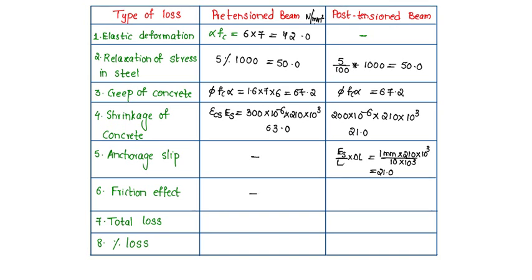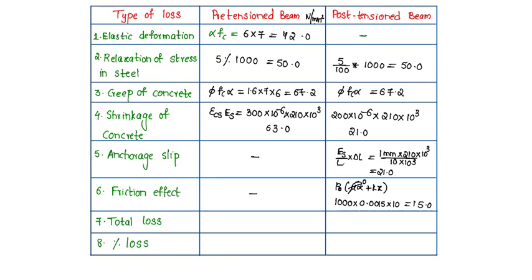Due to friction, there is no loss in pre-tension beam, whereas in post-tensioning, it will be equal to P naught, that is initial stress, into mu alpha plus Kx. Mu is given as 0, so this term will become 0. Then initial stress is 1000 into K is given as 0.0015 per meter length into X is L meters, so that is 10, which will be equal to 15 Newton per mm square.